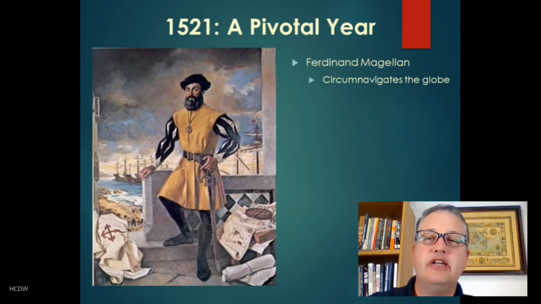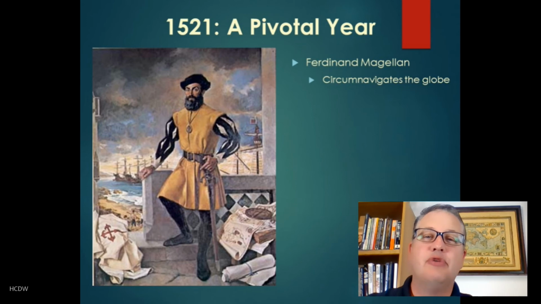Now, we're going to be talking in just a moment about the process of Spanish conquest. And the year 1521 turns out to be one of the most pivotal years in the history of the world, and certainly in our process. So there are two key events that occur in that year. The first one that I want to point out is that the explorer Ferdinand Magellan in 1521 becomes the first person to successfully circumnavigate the globe. That is, he sails around the world.